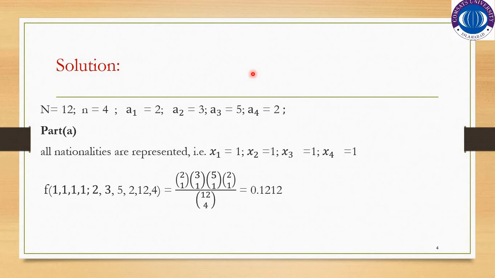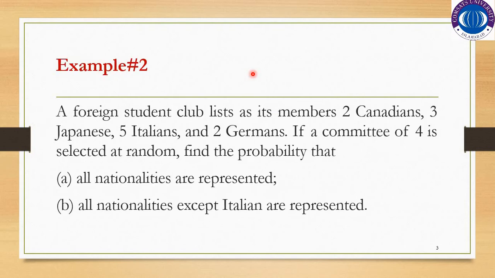So here we have capital N equal to 12, as we have 2 Germans, 5 Italians, 3 Japanese and 2 Canadians. So 2 plus 3 plus 5 plus 2 is equal to 12, and so here we can see that capital N would be equal to 12. And we are selecting a committee of 4 members. So this is the small n, as you are selecting 4 persons from 12.